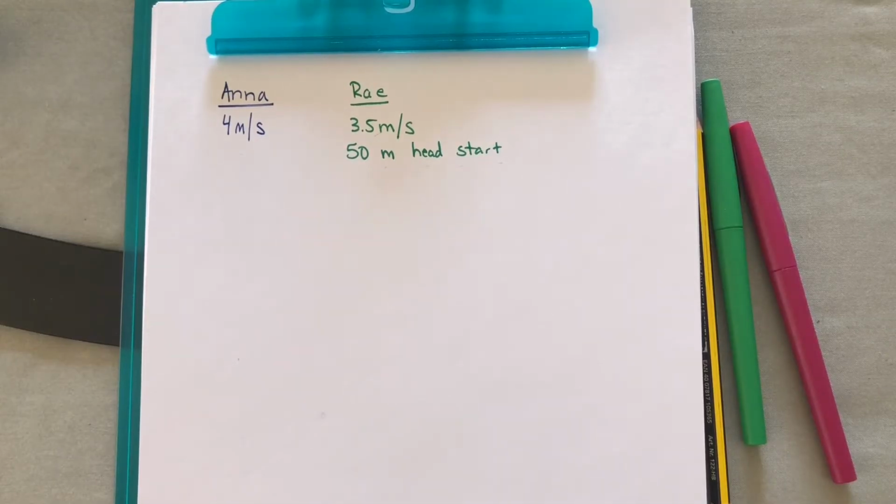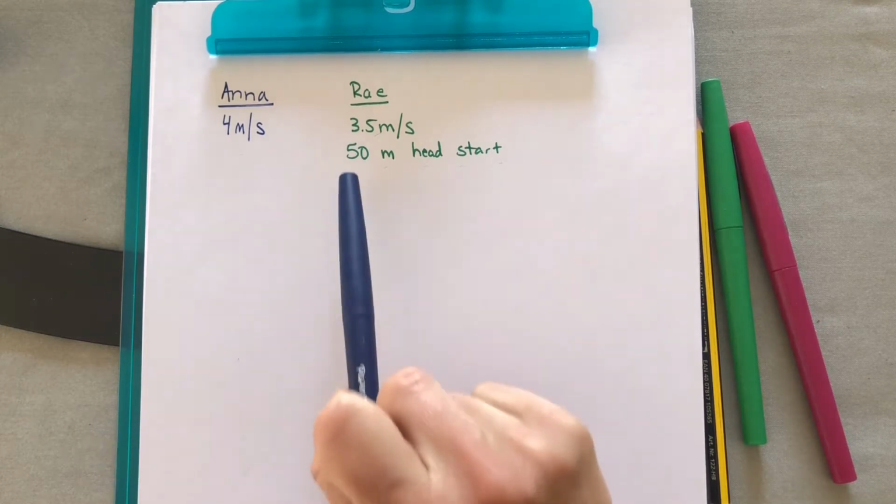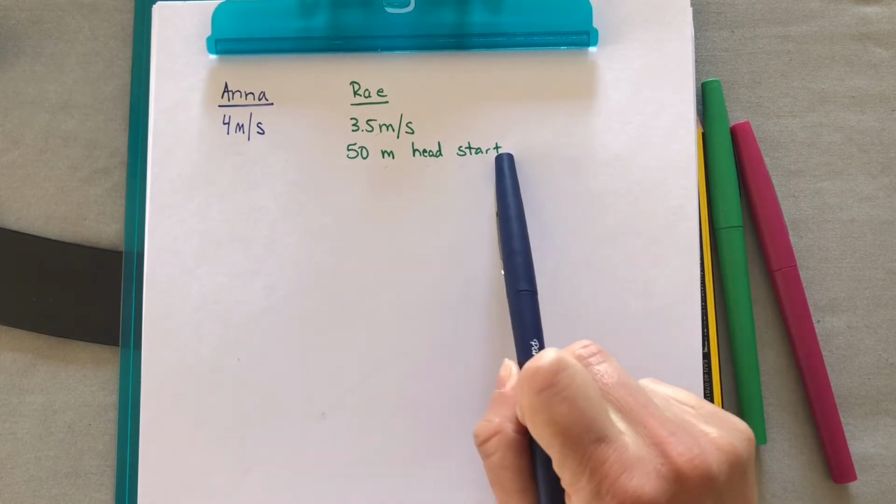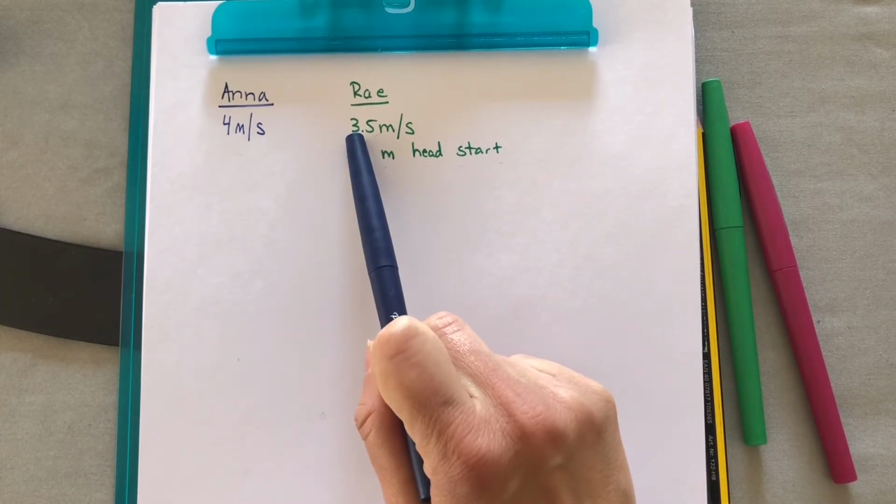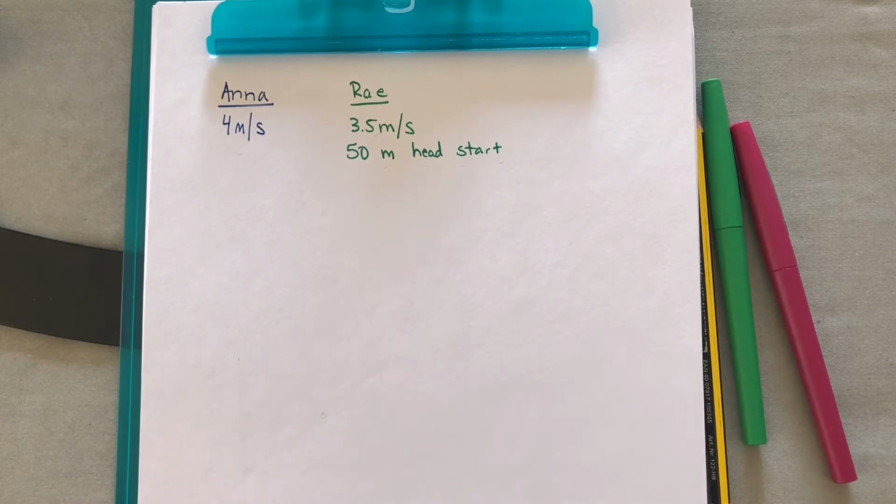All right, so if Anna wants to win this race, that means she needs to have enough distance to make up the 50-meter head start and catch Ray, who runs a little bit slower. So we can solve this question by graphing an equation for each of the runners and see where those lines meet. So the first thing we need to do is write an equation for each of them.